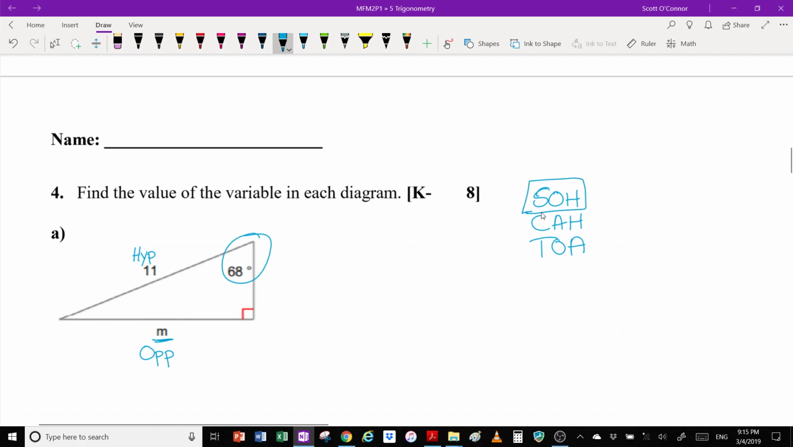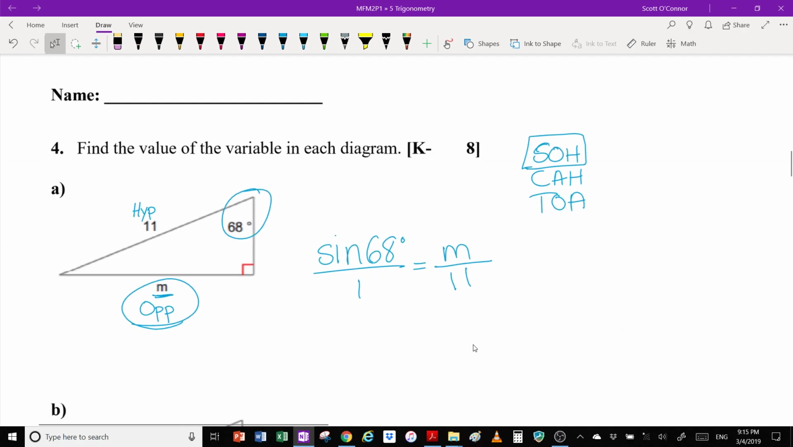It's sin. So that means I then write sin 68 degrees over 1 is equal to opposite. In this case, my opposite here is m, over hypotenuse. In this case, the hypotenuse is 11. Now, to solve this, I'm going to cross multiply and divide.